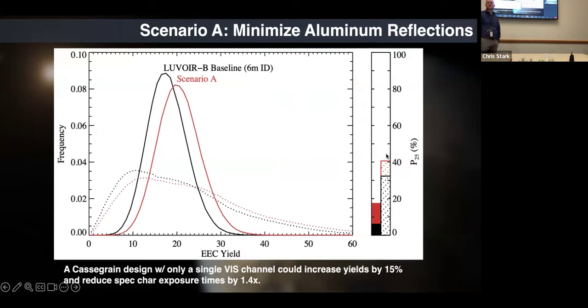So when we make this change, our yield distribution is going to go from the black baseline curve to the red curve shown here. Our yield is increased by 15%. Spectral characterization times are reduced by a factor of 1.4. And you can see this bar plot on the right. This is going to plot P25 as we compile these changes. So the solid bars correspond to the solid lines, dotted bars correspond to the dotted lines.